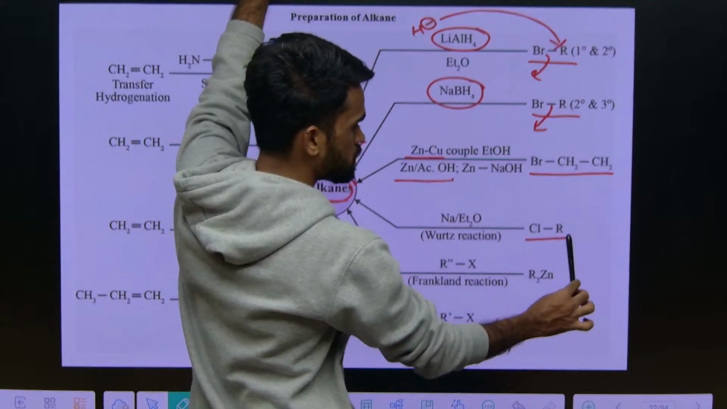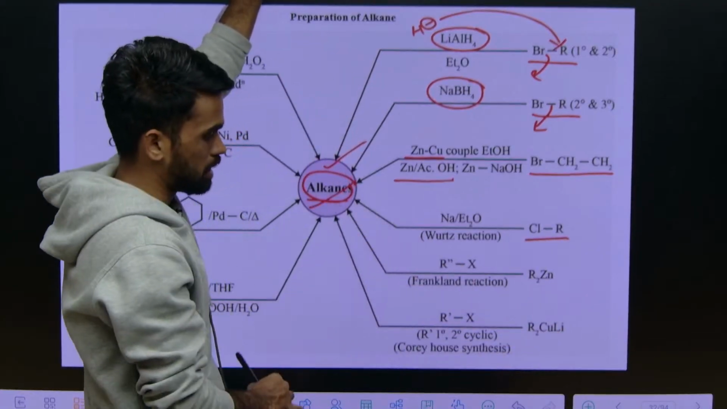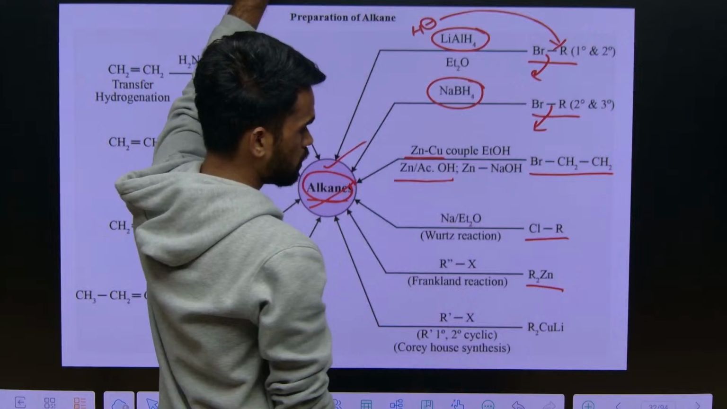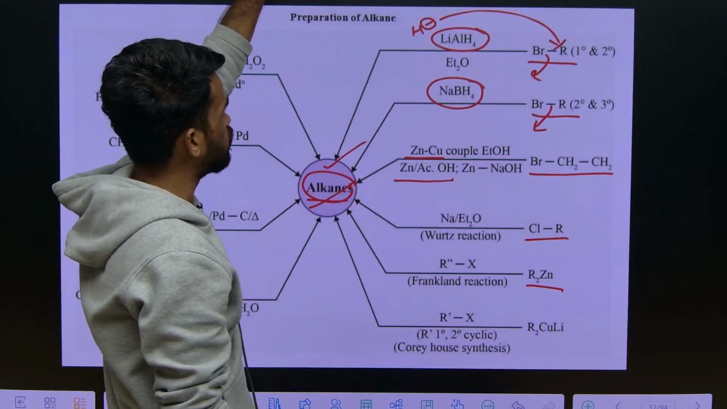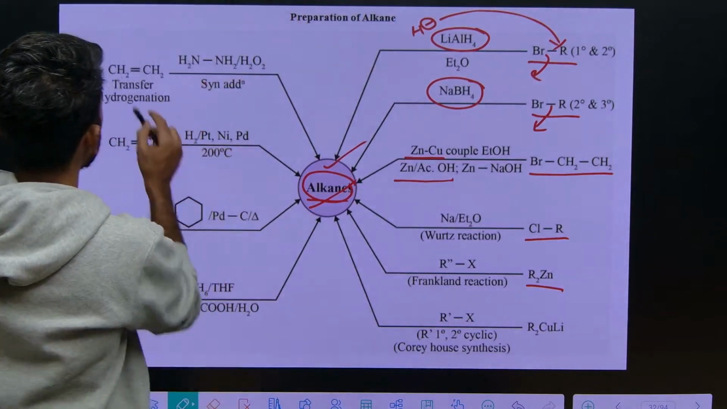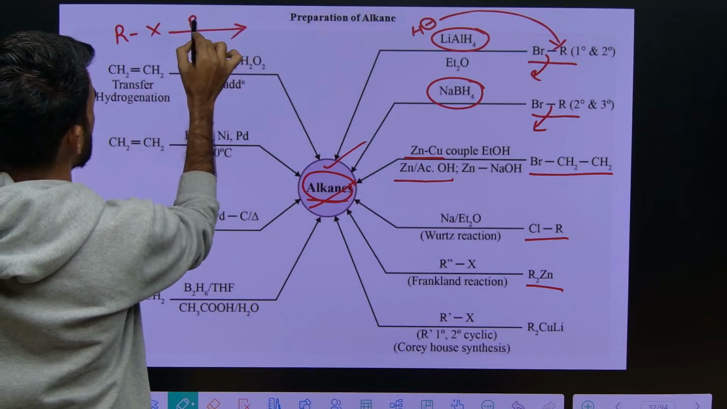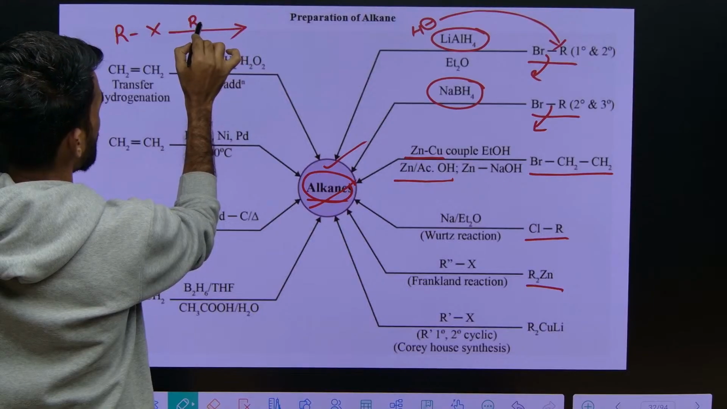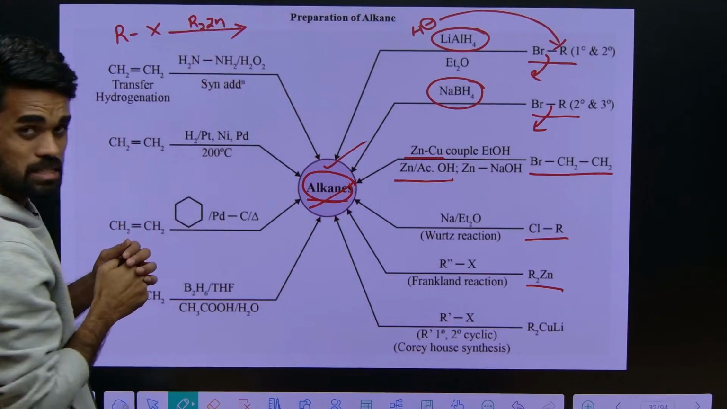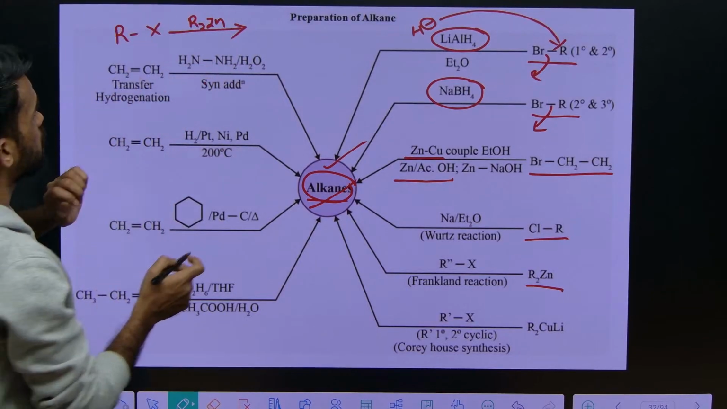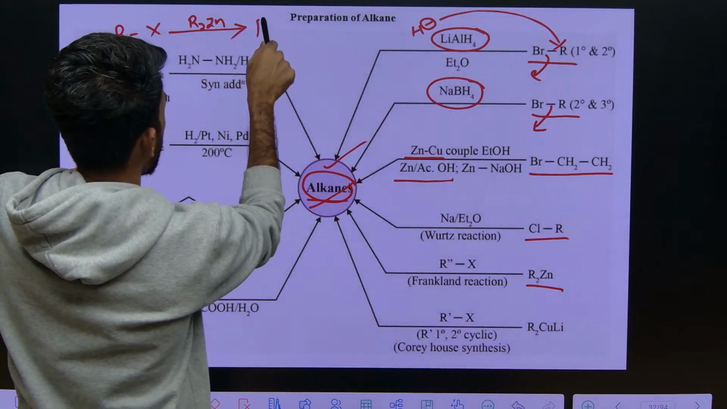This is the Wood's reaction. Alkyl chloride also gives an alkene. And the Frankland reaction. What do we mean by Frankland reaction? You take your alkyl halides with dialkyl zinc, or you just take zinc here, which will convert into this form and give the respective R-R type of product.